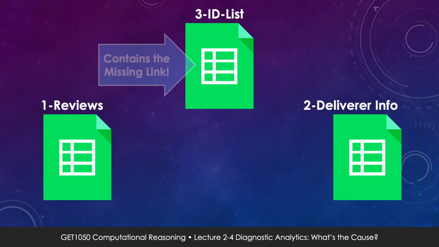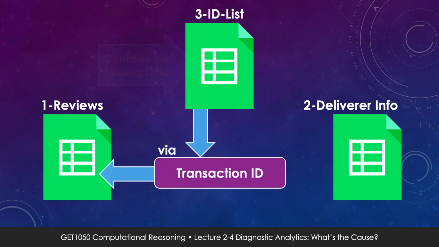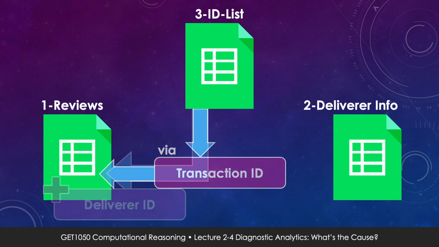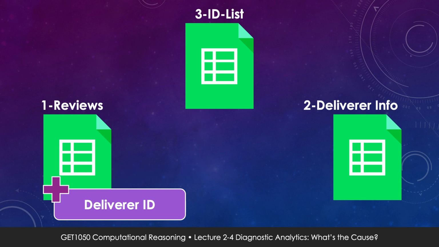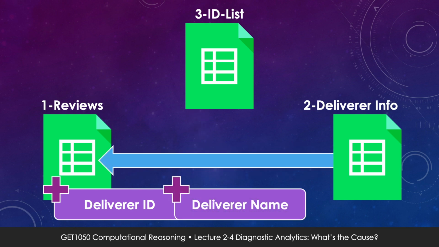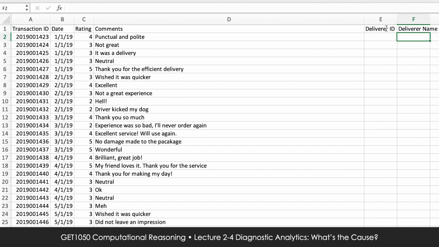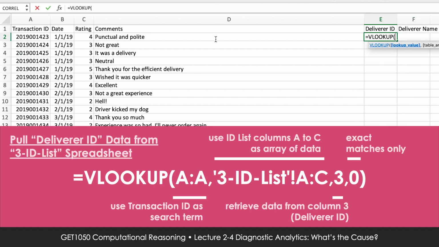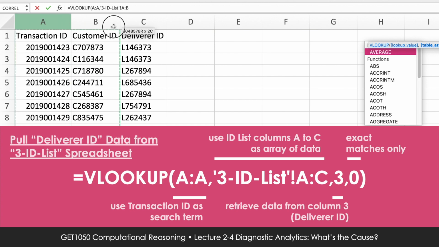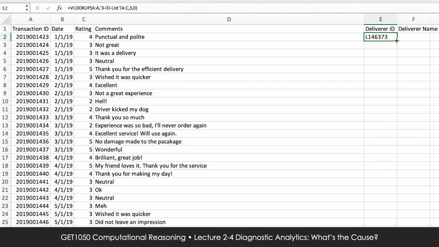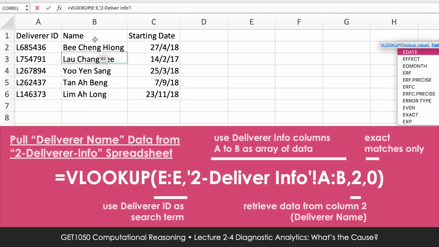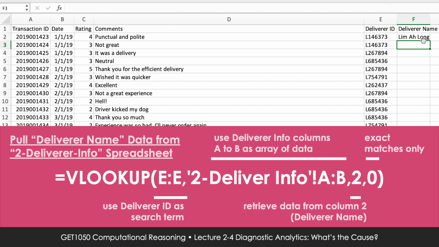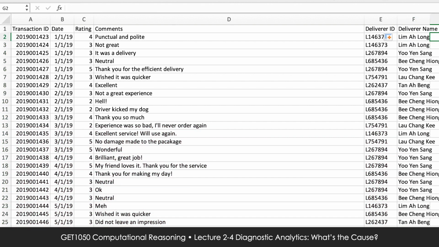We have one spreadsheet that contains the missing link, and that's important, right? So here's the plan. We can use the main spreadsheet that has the transaction ID, and then we'll use that to pull the delivery person ID from this other spreadsheet. And with that delivery person ID, we can pull the delivery driver's name. That's how we're going to do it. So let's do that. Okay, now our main spreadsheet contains all the information we need.